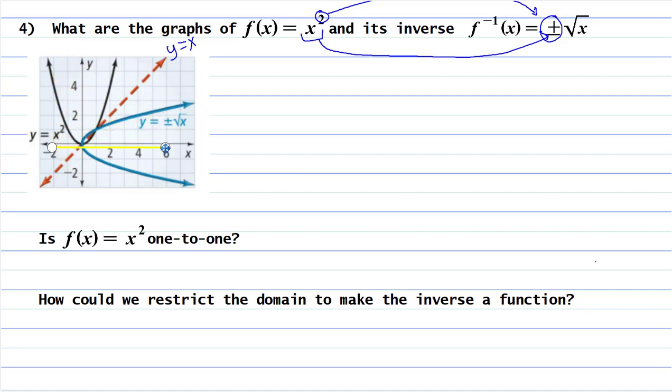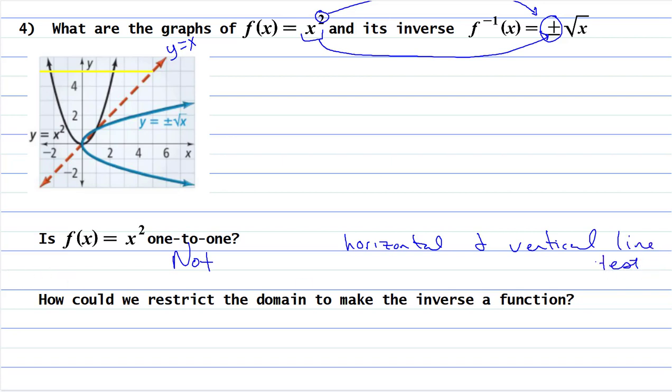The next thing is, can it pass a horizontal line test? It can't. So that original function is not 1-to-1. So to be 1-to-1, it needs to pass both a horizontal and vertical line test.